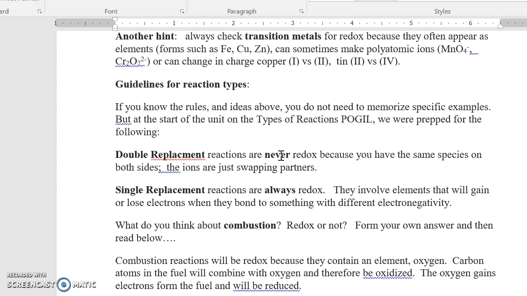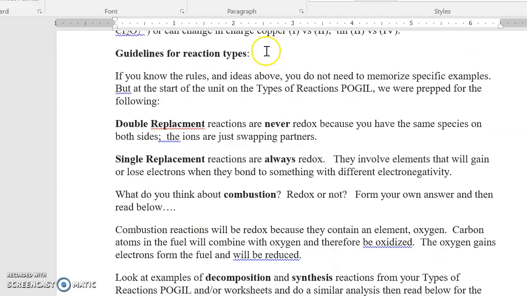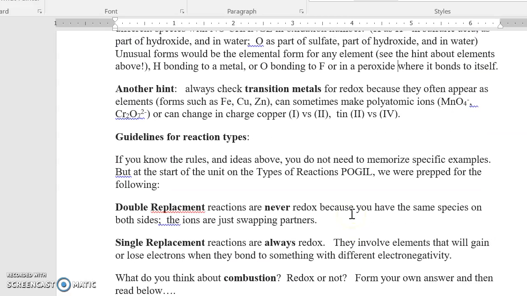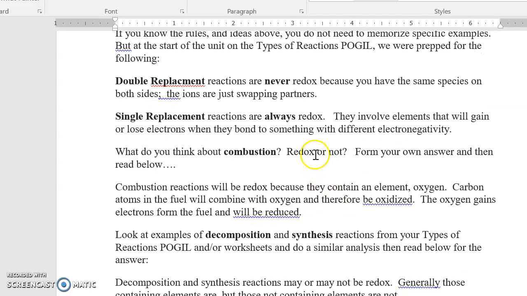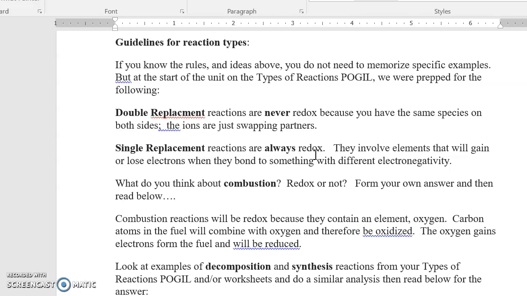And then finally, there's a guide about different types of reactions. Probably the most important thing in here is a reminder that if something is an element, and it appears as an element in a reaction, it is definitely going to be a redox reaction, because on one side it's an element with oxidation number 0. On the other side, it's combined with something. And when it combines with something with a different electronegativity, there is either a full or partial tendency to gain or lose electrons. So that element will be oxidized or reduced on the other side.